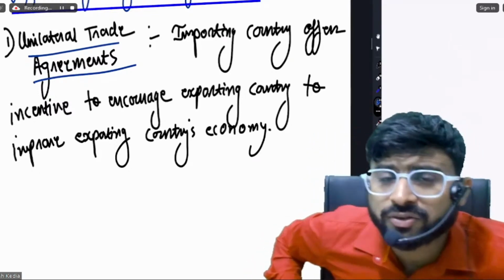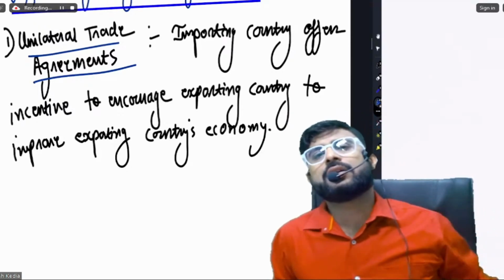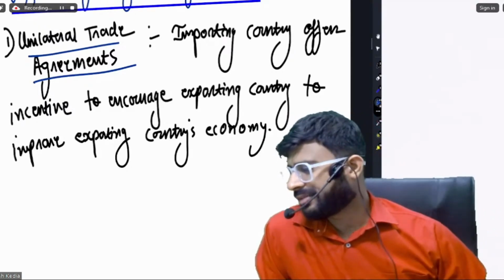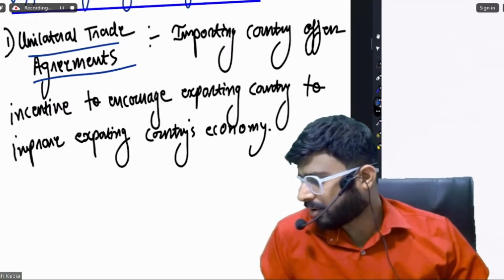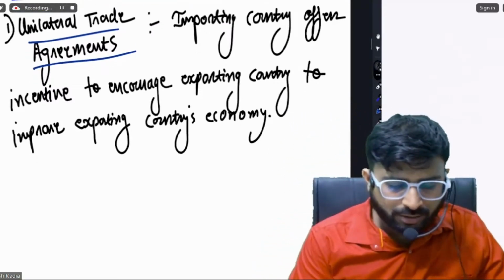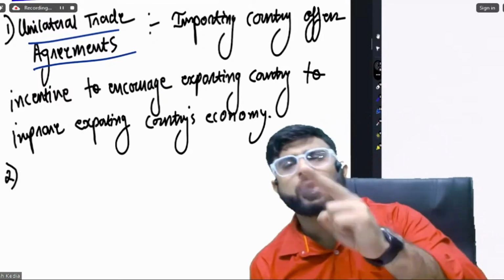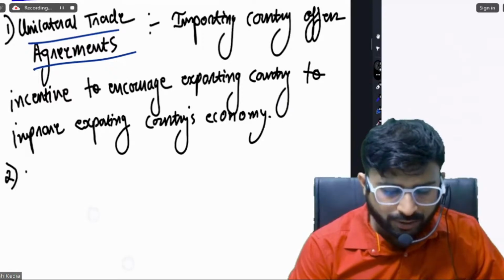Friends, is that clear, friends? Yes or no, friends? That is unilateral trade agreements. This point is unilateral trade agreements. All right, great, sir. Next is bilateral agreement. That you have understood. Mutual consent. That is it. Bilateral agreement.